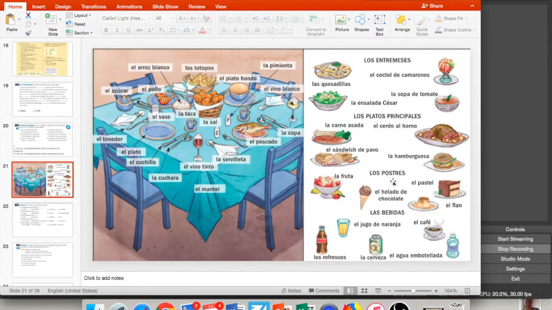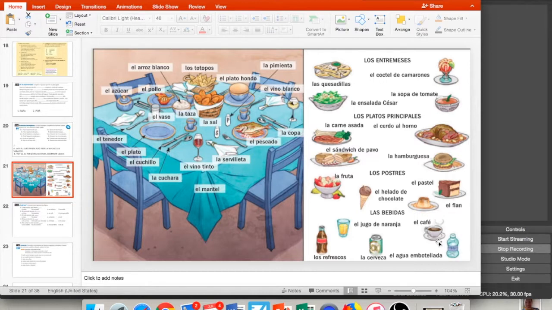Down here you see some postres as well. Postres are desserts. You have pastel, cake, flan, which is pretty obvious there. El helado de chocolate, chocolate ice cream. La fruta, fruit. You have some bebidas down here, beverages. My favorite, café. El agua embotellada, bottled water.